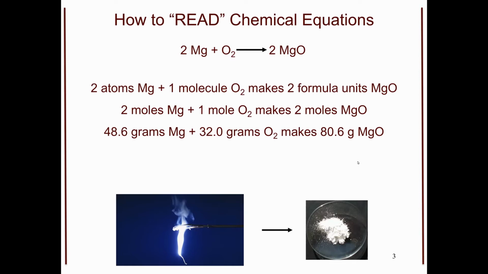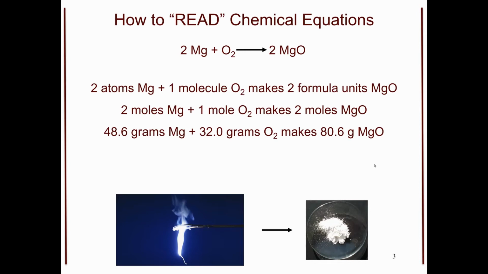Then you can also go and use grams, but the grams must be using the molar masses from our periodic table. So we can say that we could have 48.6 grams of magnesium. Notice that that is the mass of 2 moles of magnesium, each mole being 24.3 grams. Then we could have our 1 mole of O2, so it is 16 times 2 to give us the 32. And then finally, if we make our 2 moles of MgO, you can see that we get a mass of 80.6, meaning that each one of our moles would have a mass of 40.3 grams.